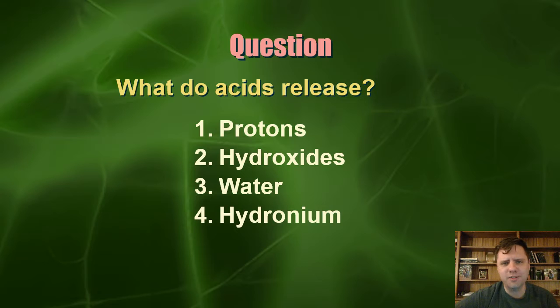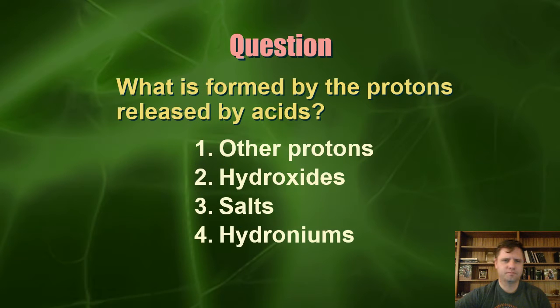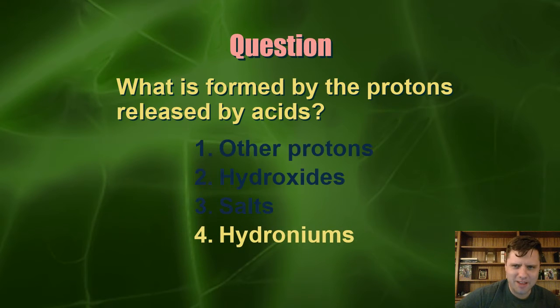Now, what do acids release? Remember from our previous discussion? That's right, they release protons. What is formed by the protons that are released by acids? Remember, when that H plus is sitting there, what does it then combine with? It combines with water molecules forming hydroniums, right? This is where we get an H plus and H2O yielding H3O plus. Okay, that's the hydronium ion.